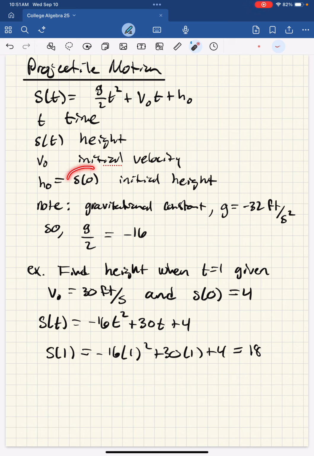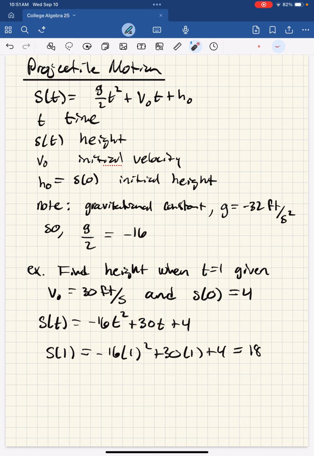And then s of 0, when you substitute 0 for t, that's your initial height. Then we are going to use the gravitational constant of negative 32 feet per second squared, so that means the leading coefficient of this function is always negative 16. In this example, we say find the height when t equals 1, given an initial velocity of 30 and an initial height of 4. So we take the generic equation, g over 2 is negative 16, v0 is 30, and h0 is 4.